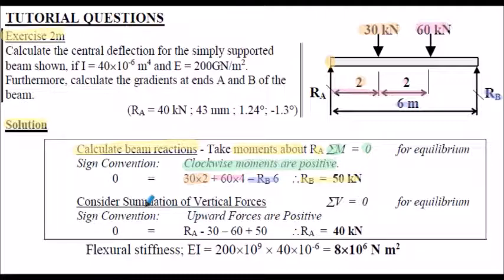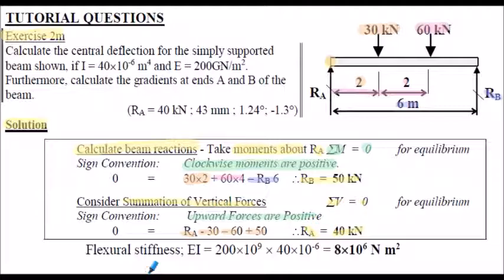To calculate reaction RA, we summate vertical forces. So summation of all the vertical forces must equal 0 for equilibrium. And in this case, upwards forces are deemed positive. So summating the vertical forces, upwards RA, so that's positive RA, the 30 and the 60 kilonewtons are downwards, so that's minus 30 minus 60, and then reaction RB, we calculated above, is 50 kilonewtons, that's positive 50. Evaluating, reaction RA is 40 kilonewtons.